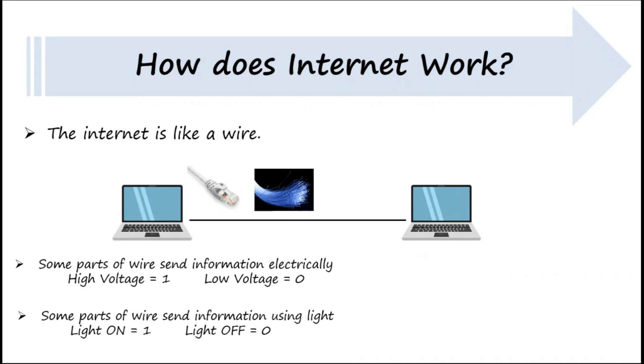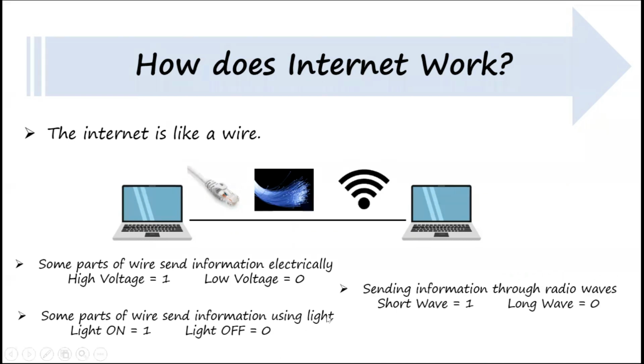Even other parts of the wire can transmit through radio waves. A short type of radio wave may equal 1. A long type of radio wave may equal 0. With the short type, I'm able to receive the signal very fast, the wave has to travel a very short distance, so I can mark it as 1. If I'm able to receive the signal after a long distance, I can mark it as 0.